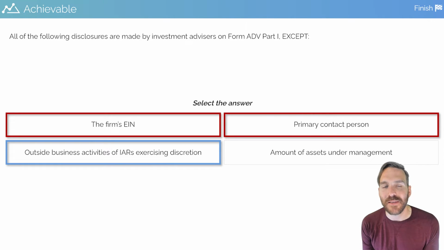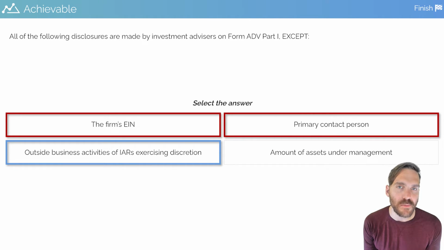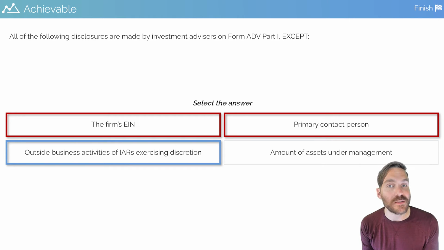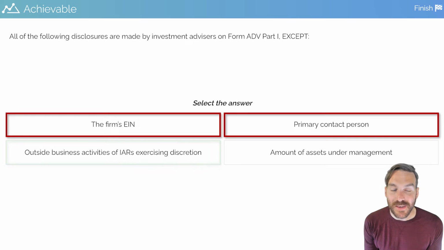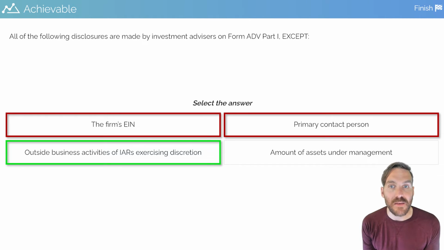This is not something that would be disclosed on Form ADV Part I, although it would be disclosed in another part of Form ADV. In particular, Form ADV Part 2B, which we have not yet discussed up to this point in the material. That is what we call the brochure supplement, and you will learn more about that later in our material. But that is likely our right answer because this is not something that is in Form ADV Part I. Just to double check, let's go to the last answer, make sure we can eliminate it, and then feel good about the answer from there.